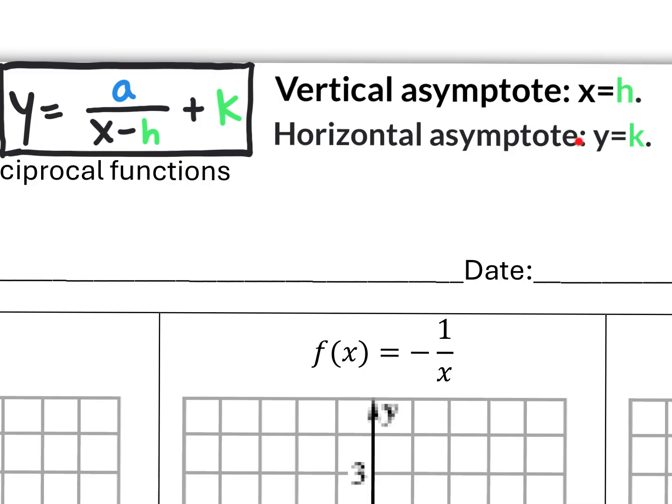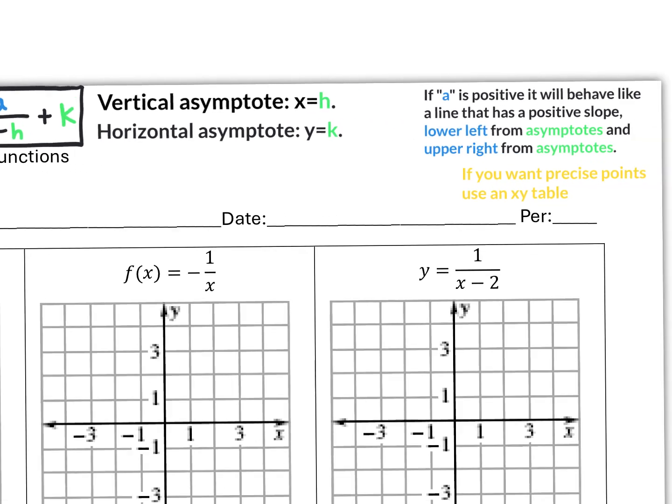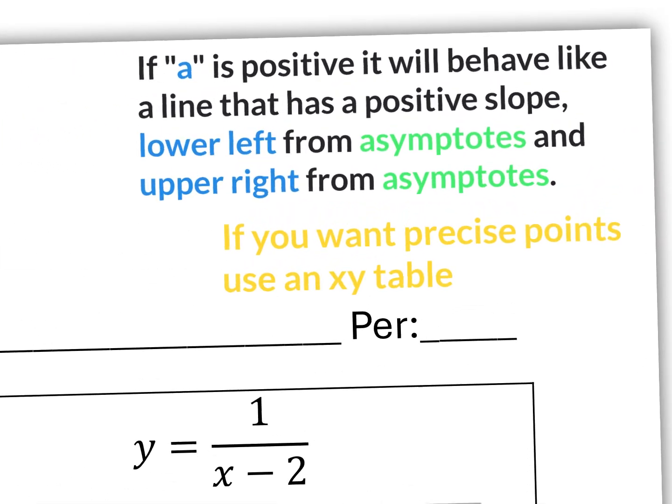Then the horizontal asymptote is simply y equals k. Horizontal is left and right. It's going to be the horizontal line crossing the y-axis at that value k. So that's how you start graphing, by identifying your h and your k, which is your vertical asymptote up and down, and horizontal asymptote left and right, which is y equals k. And then after that, once you have your asymptotes, you look at your a value, okay?